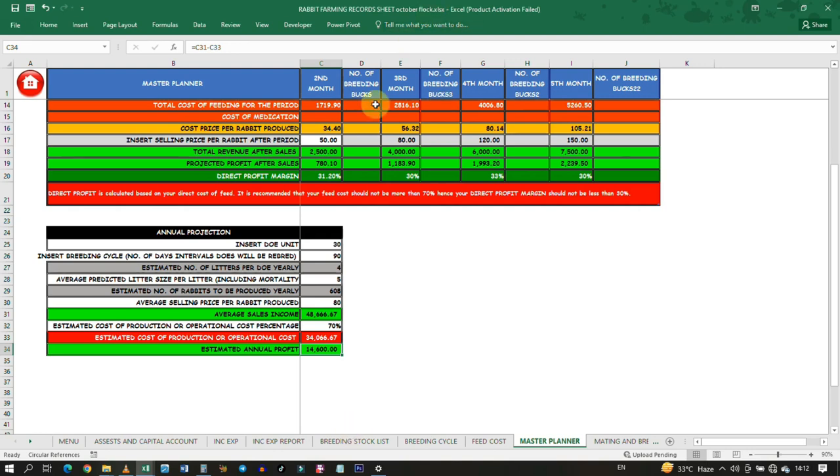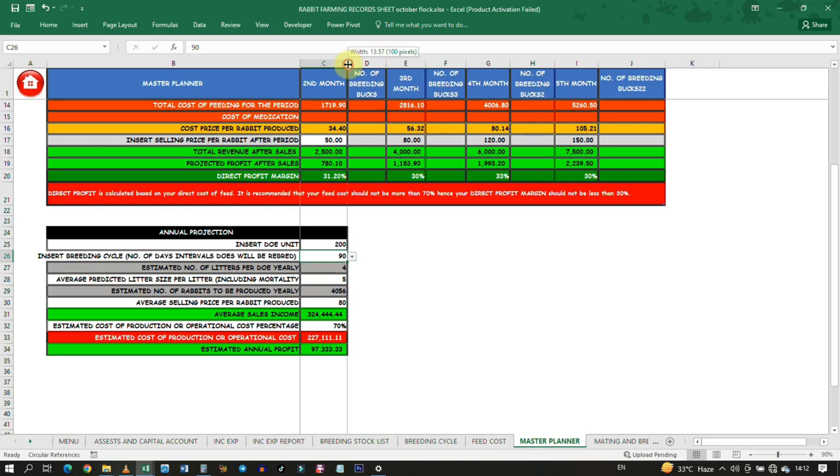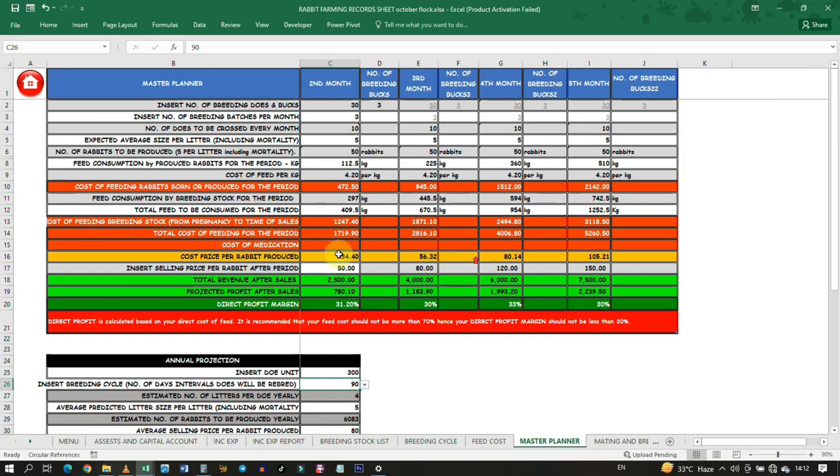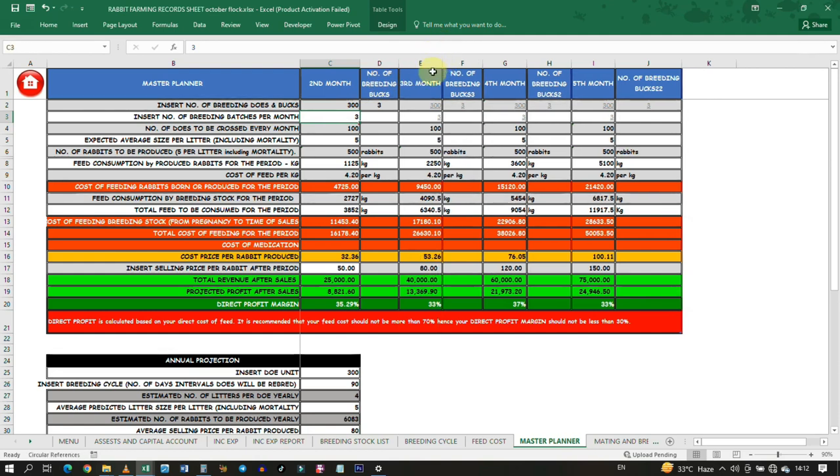So let's look at those who want to do it highly commercial. Let's say you go for 200 doe units. Once you see this kind of thing, sometimes it's not an error. You just need to click here to expand it. So if you're doing 200 doe units, you're expecting 97,000. If you're doing 300 doe units, you're expecting 146,000. That's some cool cash. But mind you, you need to always come here and check up on the production cost. It is very important so that you don't get carried away with this huge figure.